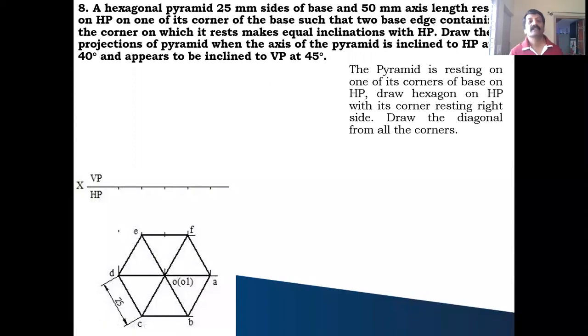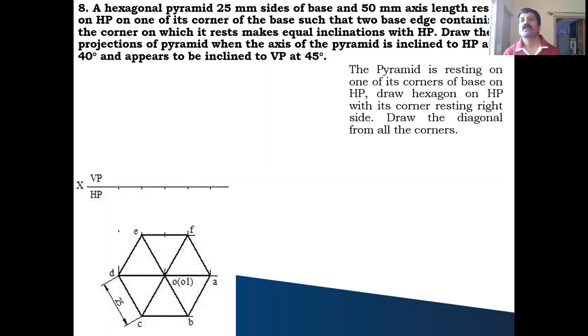That means here, for the final position, the inclination with respect to VP is not given directly. It is given as apparent inclination: it appears to be inclined, or the top view of the axis is inclined. So these two sentences give you the apparent inclination. So directly, without taking the locus, I can draw the top view in the final position. With this information, he has clearly mentioned a hexagonal pyramid of base side 25 millimeter, axis 60 millimeter, resting on one of its corners.